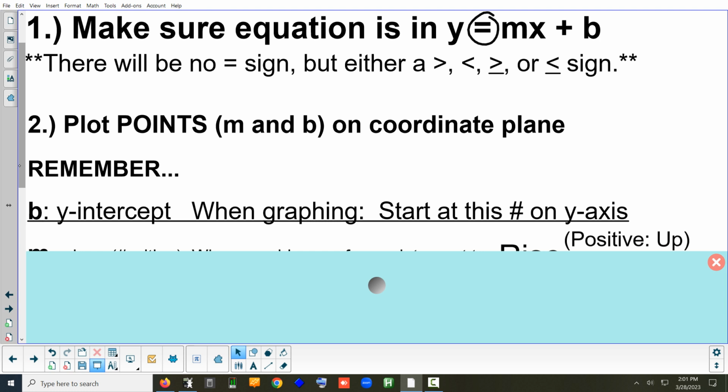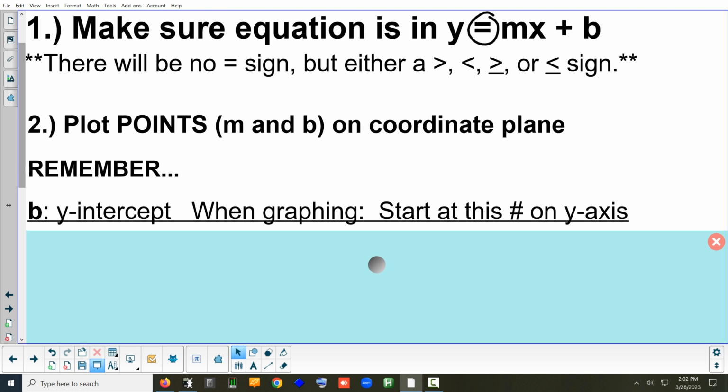So this is what basically we just said. B is the y-intercept. When you want to graph a line, that's the number you start at. So like if the y-intercept was a 2, put a dot on the 2. And then M, we're going to do that. That's your slope. Remember, the slope is always the number that's next to X. Or you could say the number that's with the X.